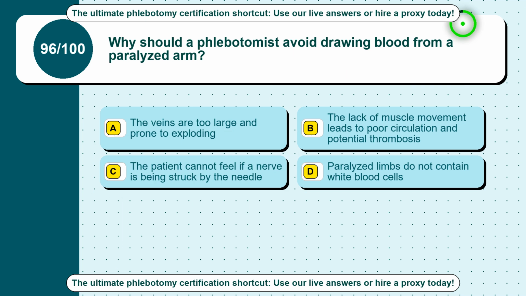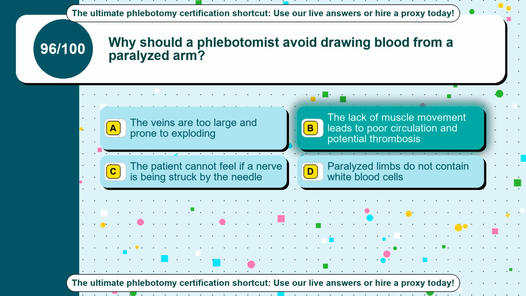Question 96. Why should a phlebotomist avoid drawing blood from a paralyzed arm? Option A. The veins are too large and prone to exploding. Option B. The lack of muscle movement leads to poor circulation and potential thrombosis. Option C. The patient cannot feel if a nerve is being struck by the needle. Option D. Paralyzed limbs do not contain white blood cells. The correct answer is option B. The lack of muscle movement leads to poor circulation and potential thrombosis.